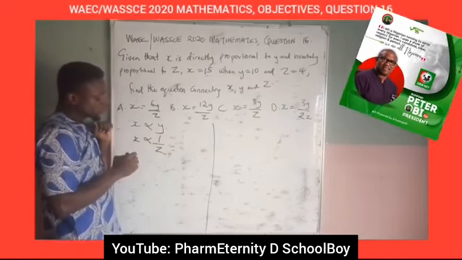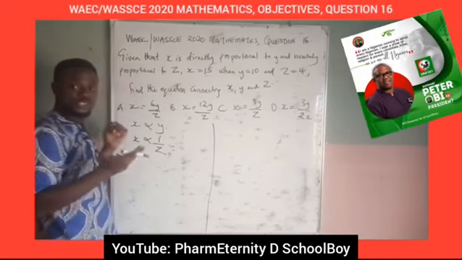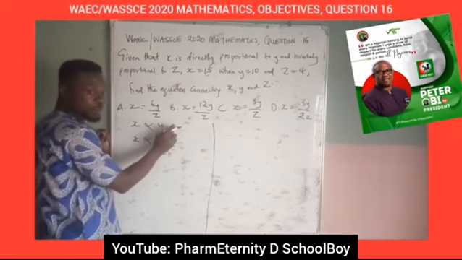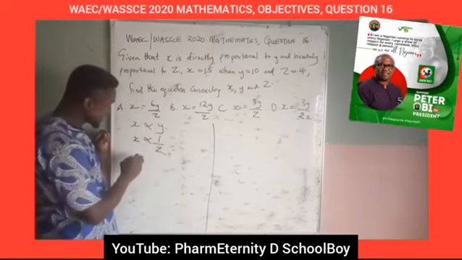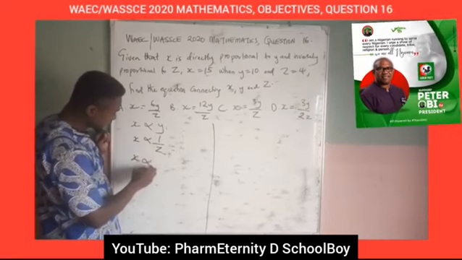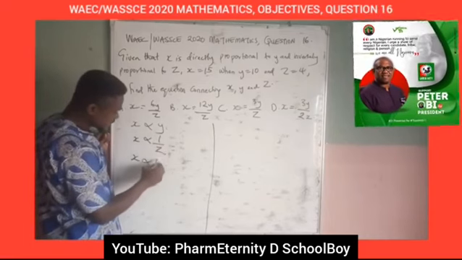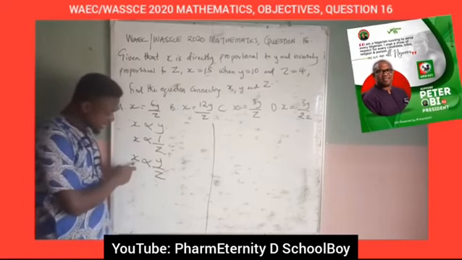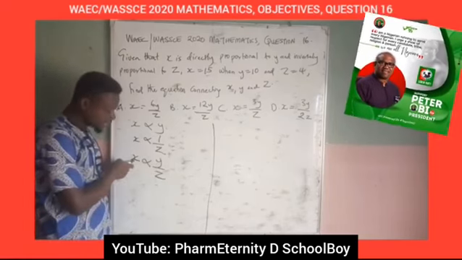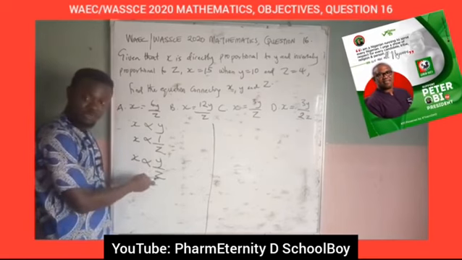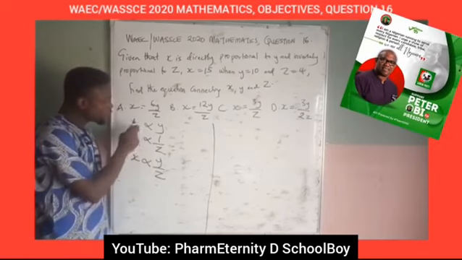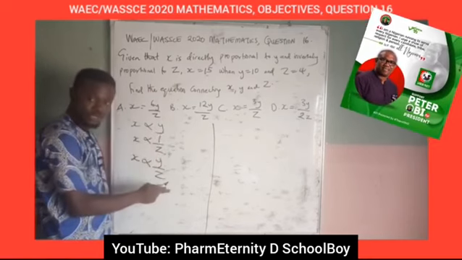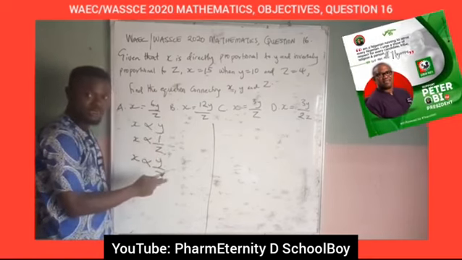Now, we also have the one we call joint. That means combining this and this. If you combine this proportion and this proportion, you get x proportional to y over z. That is, x is directly proportional to y, and the same x is inversely proportional to z. Now, this is a proportion. This is not yet an equation.